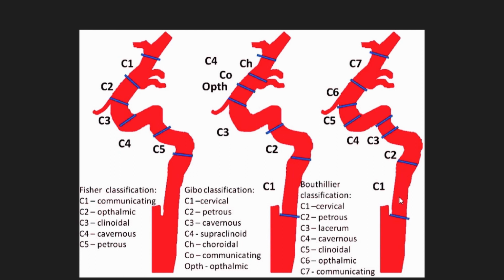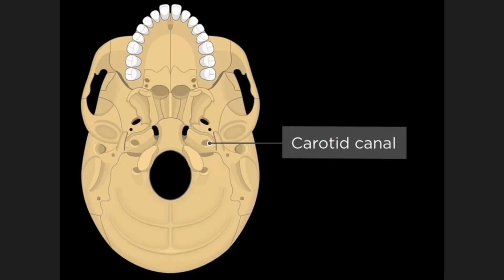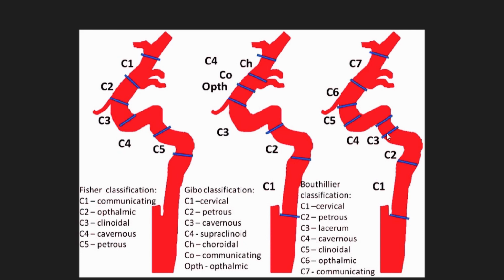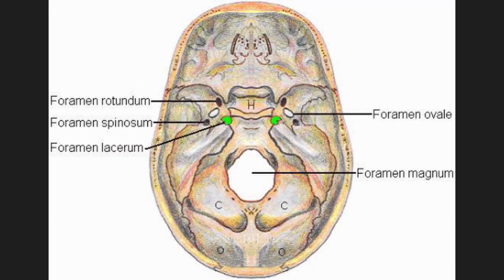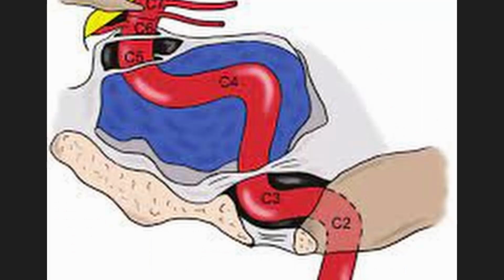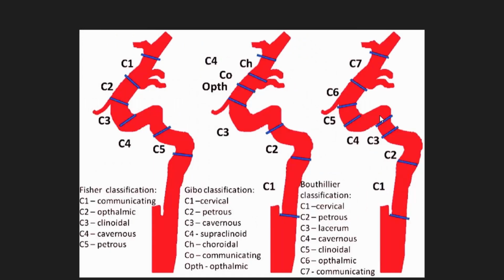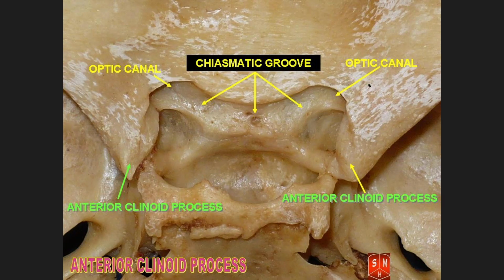The first one, or the C1, is the cervical ICA, which is obviously extracranial. C2 is the petrous ICA. This petrous ICA is again divided into the vertical part and the horizontal part. This region is the carotid canal, where it gets into the skull. Then you have C3, which is the lateral part, that is, it comes out into the intracranial segment. And then C4 is the cavernous ICA, that is where it is in the cavernous sinus. Then after coming out of the cavernous sinus, we have the C5 segment, that is the clinoidal segment.